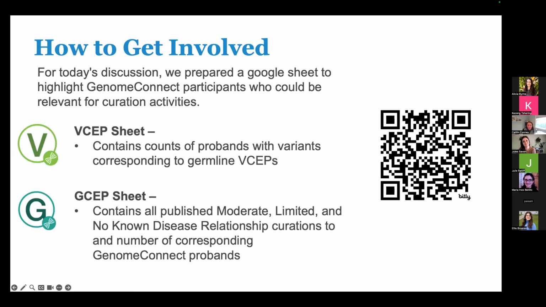Jules has been so great, and she prepared a Google Sheet to highlight GenomeConnect participants who could be relevant for different curation efforts. So there's a VSEP sheet and a GSEP sheet. If you use that QR code, you'll be able to get to that document, and you'll be able to see the different genes in which we have participants with variants.